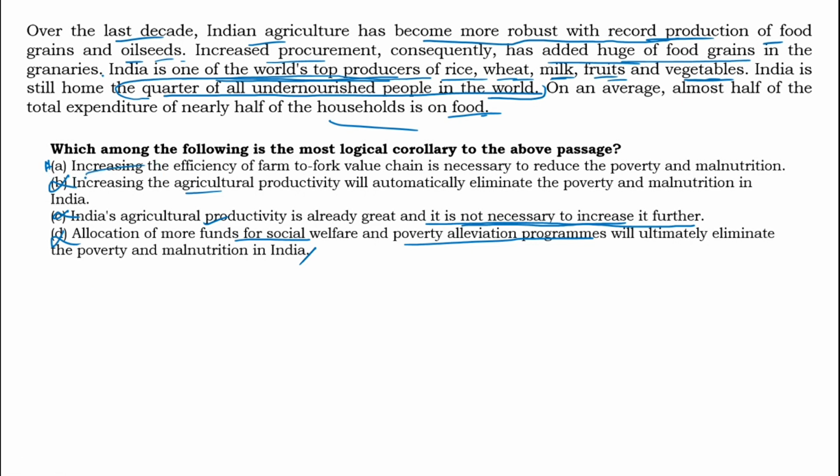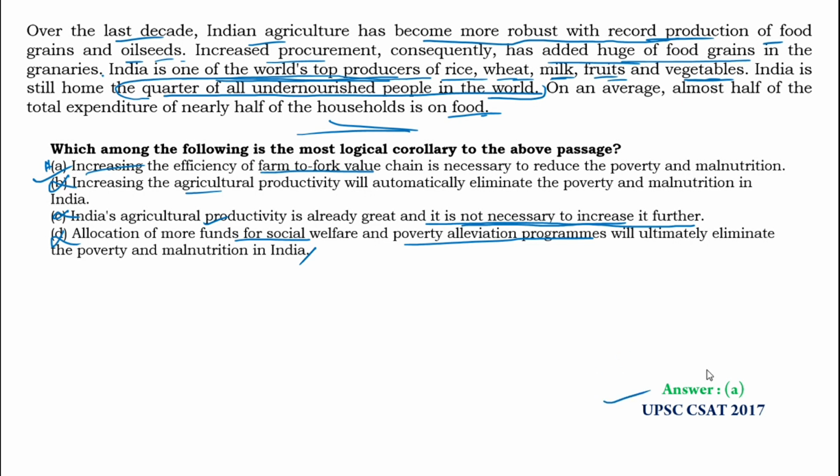So we are left with only one option now, option A. Increasing the efficiency of farm to fork value chain is necessary to reduce the poverty alleviation program. Since the author's concern in this passage is about the undernourished people we have in our country, surely he will write this line only, right? So we can choose this option as the right answer. Now let's check it. Yes, we are right.